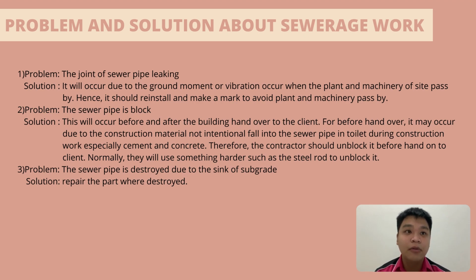For before handover, it may occur due to construction material unintentionally falling into the sewerage pipe in the toilet during construction work, especially cement and concrete. Therefore, the contractor should unblock it before handing over to the client. Normally, they will use something harder such as a steel rope to unblock it. The last problem is the sewerage pipe is destroyed due to the sink or subgrade. The solution is to repair the pipe where it is destroyed.